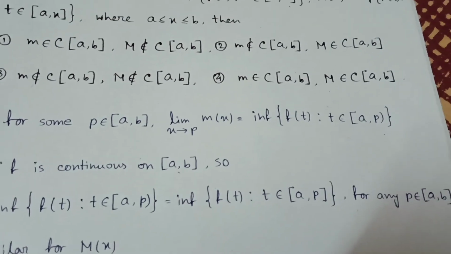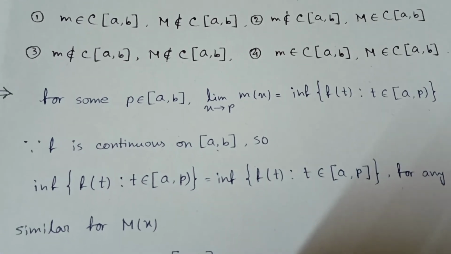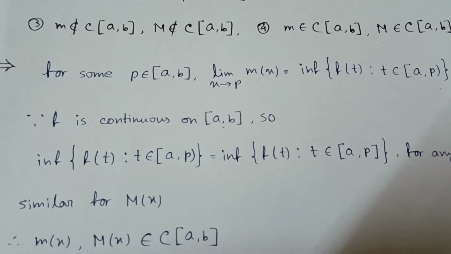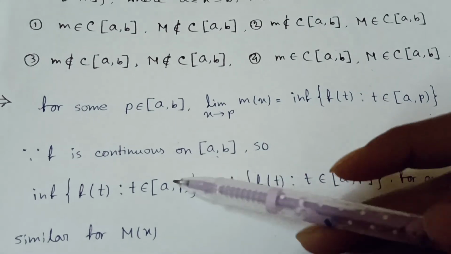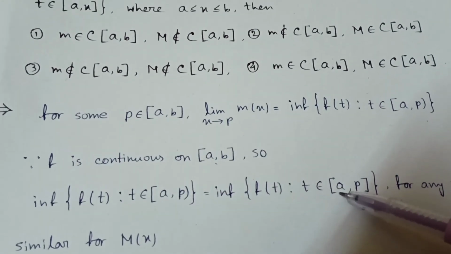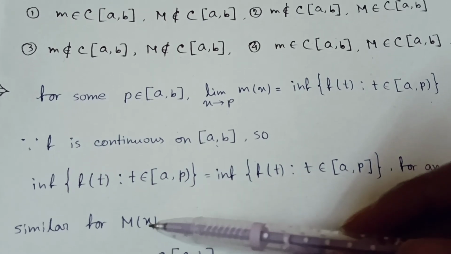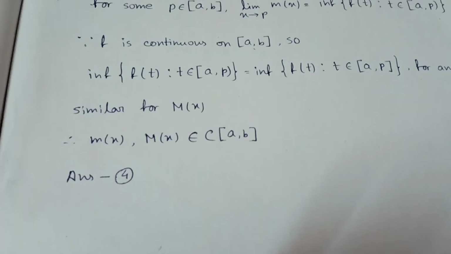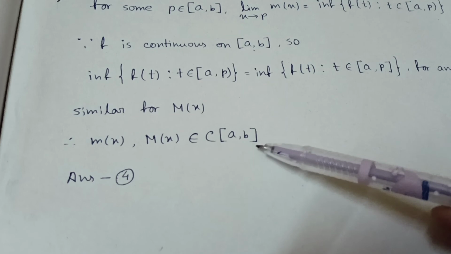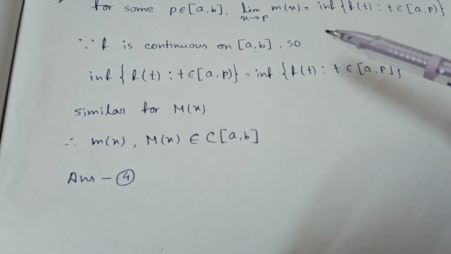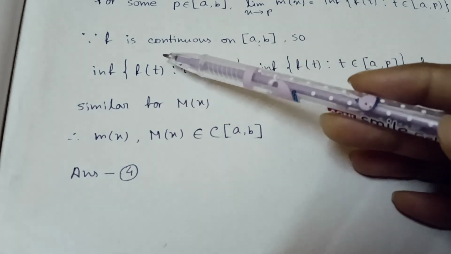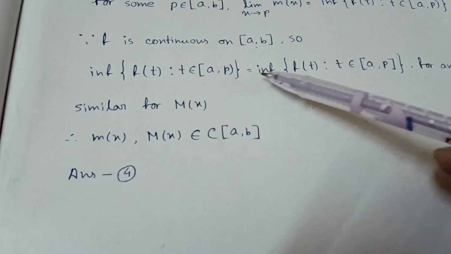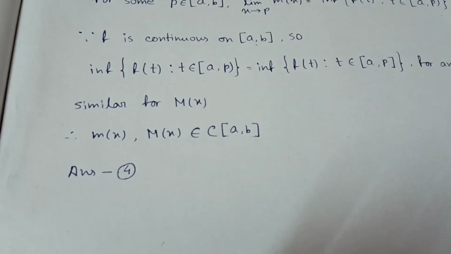So now we can say that small m(x) is obviously a continuous function. And by similar approach we can show that supremum of this set is equal to supremum of this set. So capital M(x) is also a continuous function. So they both belong to C[a,b]. So option 4 is correct. Here our key point is f is continuous, so these two sets are equal. This is our key point.